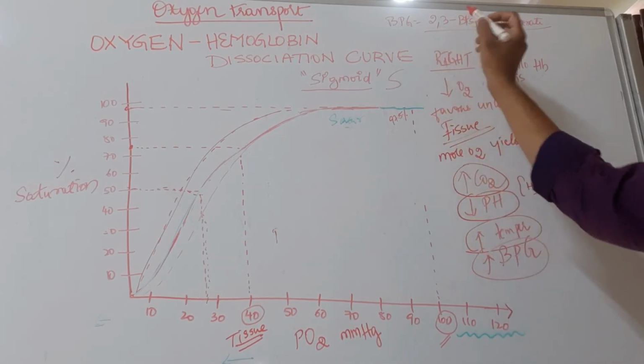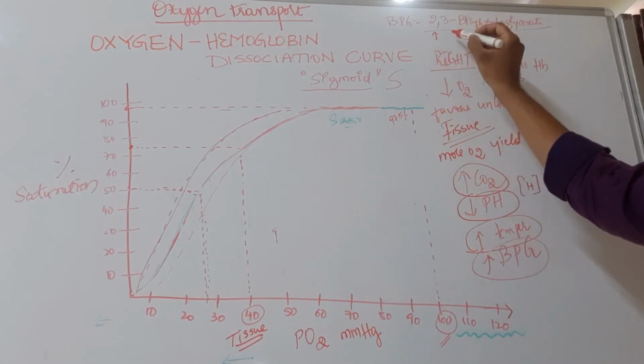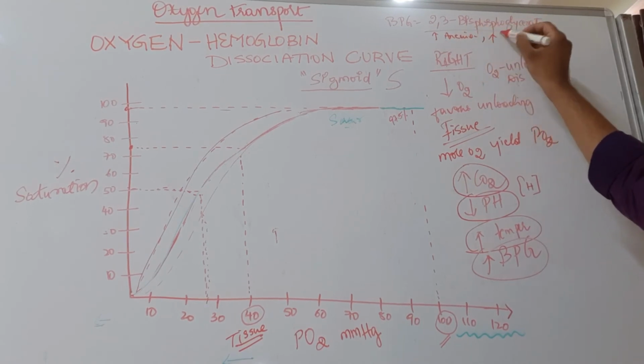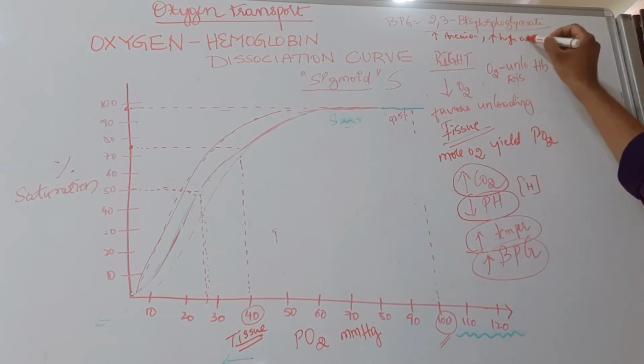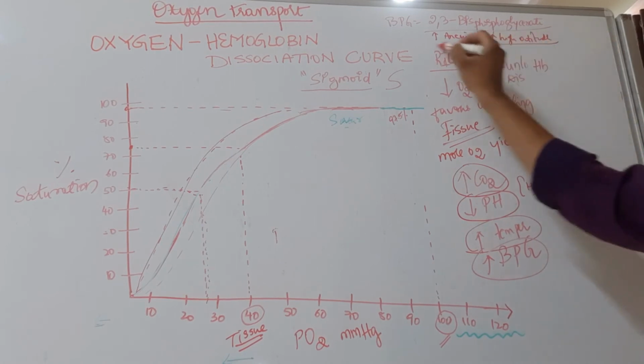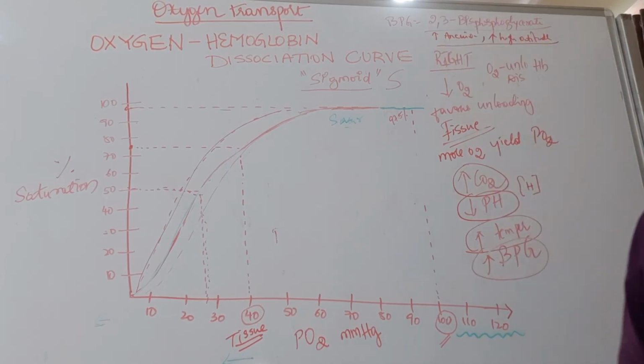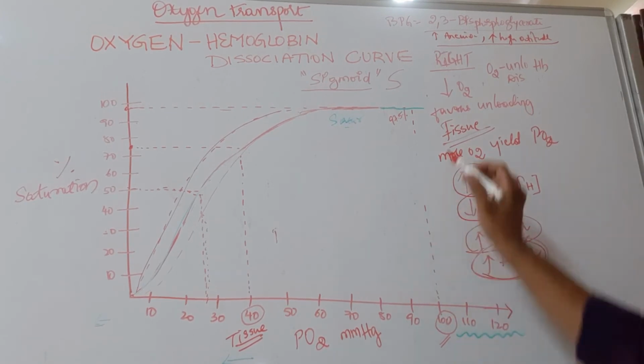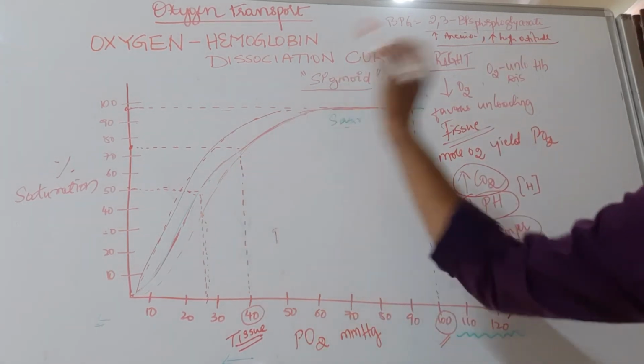This 2,3-bisphosphoglycerate production is increased during anemia. It is also increased at high altitude. So, in the conditions of high altitude, more is produced and it decreases the affinity of the oxygen to bind with the hemoglobin. So if there is increased 2,3-bisphosphoglycerate, it will shift the curve to the right side.